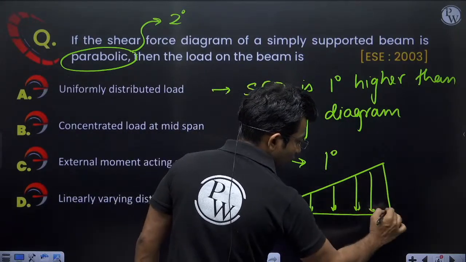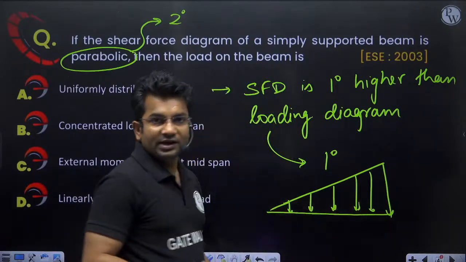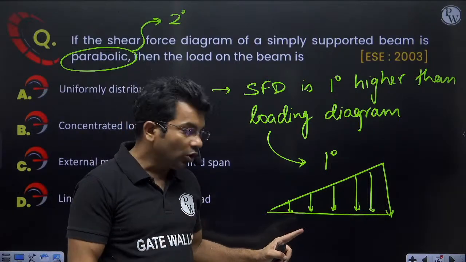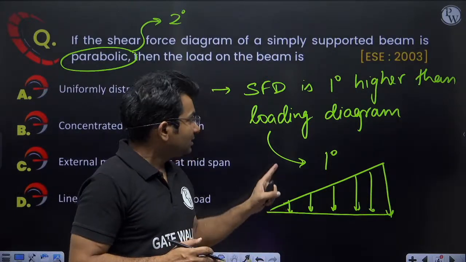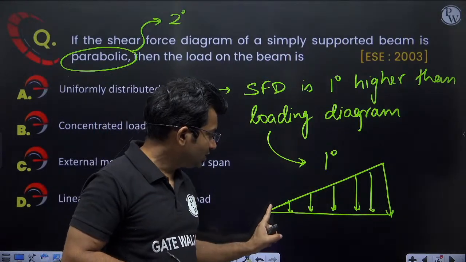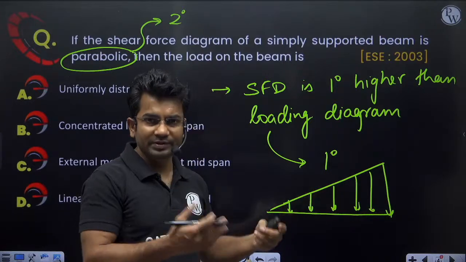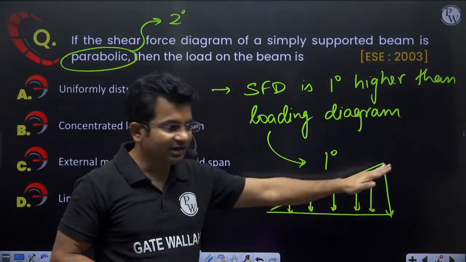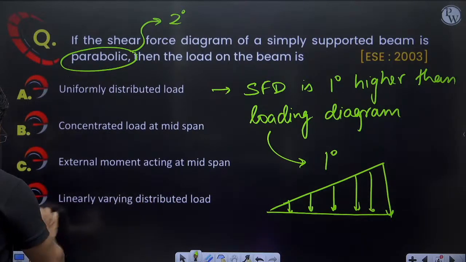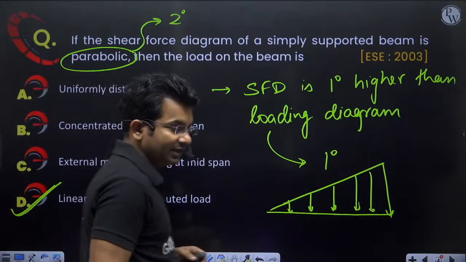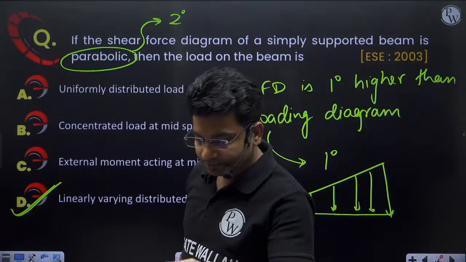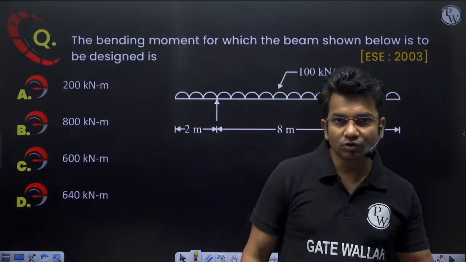I have not drawn the supports because irrespective of the supports, irrespective whether it is a simply supported beam or it is a fixed beam, the shape will be linear. When shape is linear, that means it may not be varying from 0, but it is linearly varying. And when it is linearly varying, we can say it is linearly varying distributed load. So correct answer will be option D. Clear to all? Are you able to understand this question? Any doubt? Let's move on to the next question.